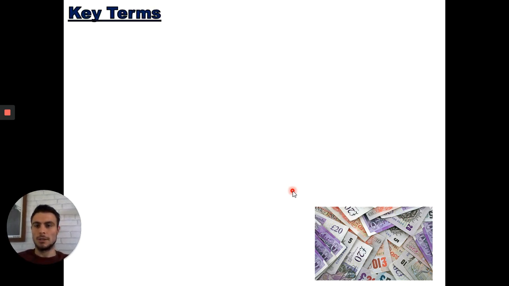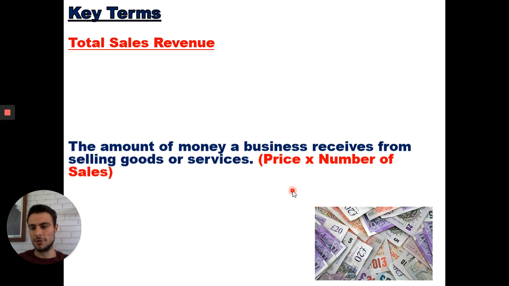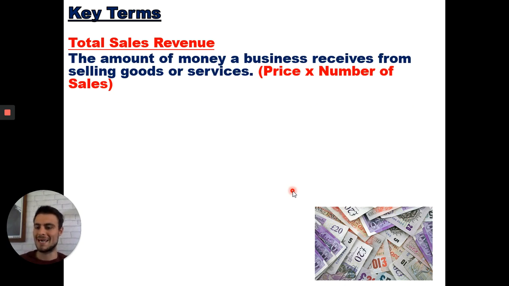So first one is sales revenue. Sales revenue is the money coming into the business. So we work that out by two things: the price that we charge and how many that we sell. So if we sell something for £1 and we sell 10 of them, our revenue is £10. So obviously it all depends on how many you sell and the price that you sell. If the price or the number of sales go up, your sales revenue goes up.